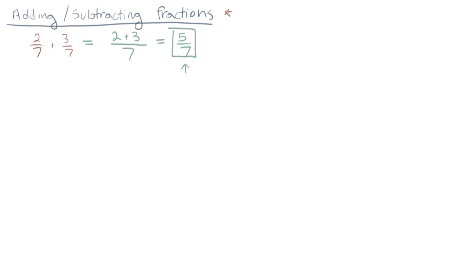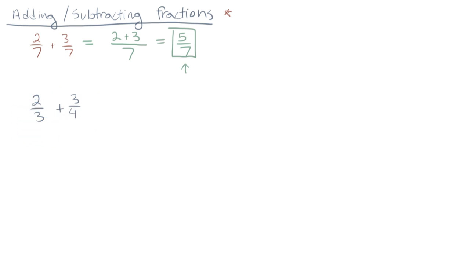So let's take a look at what it would be if our denominators were different. So let's take a look at a fraction like 2/3 added to 3/4. So you can see right away, unfortunately, our denominators are not the same. And so a lot of students just try to add the numerators and denominators here, but we're not going to do that because that's not how adding fractions work. We have to have common denominators, or denominators that are the same.